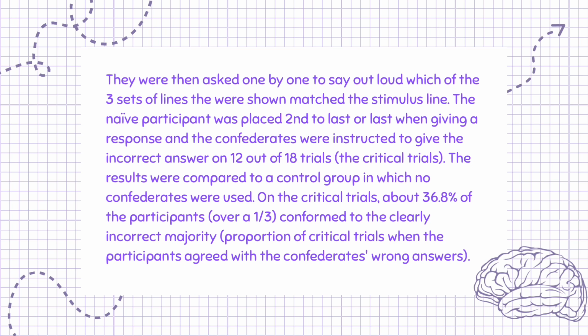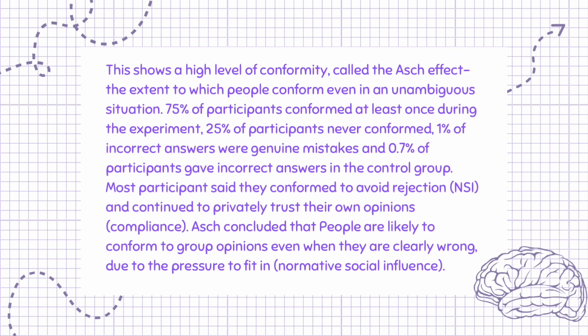On the critical trials, about 36.8% of the participants, over one-third, conformed to the clearly incorrect majority. This shows a high level of conformity, called the Asch effect, the extent to which people conform even in an unambiguous situation. 75% of participants conformed at least once during the experiment, 25% of participants never conformed, 1% of incorrect answers were genuine mistakes, and 0.7% of participants gave incorrect answers in the control group.